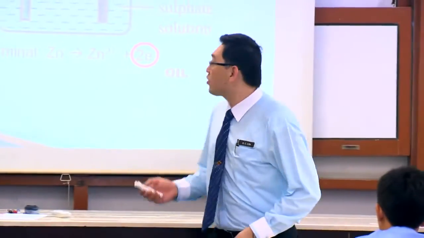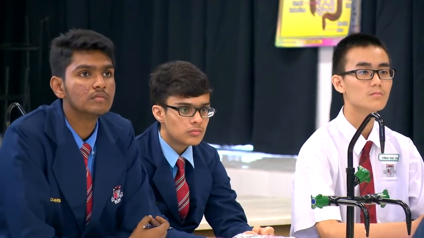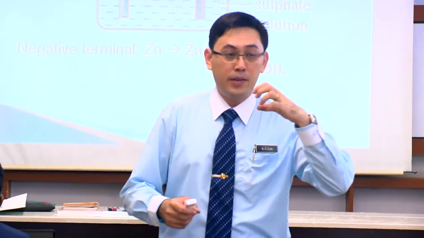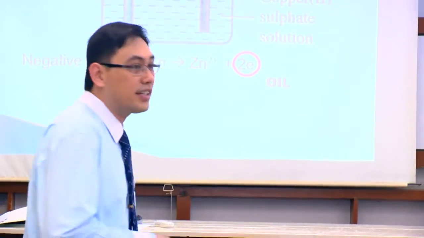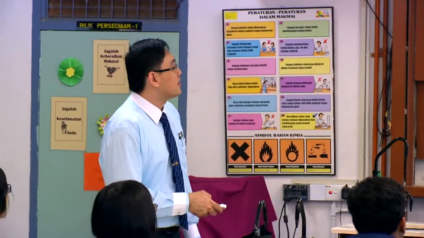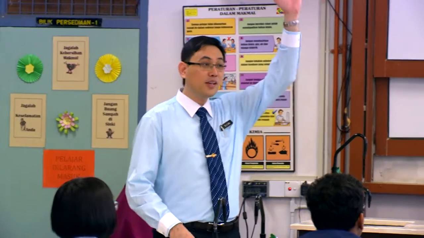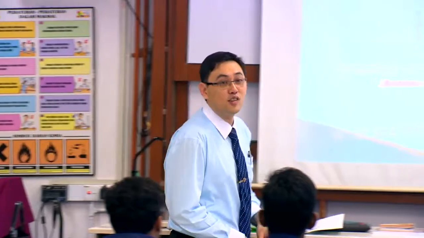So when we say oxidation is lose electron, where does it occur? The place that oxidation occurs, what do we call it? Anode. Yeah, we call it the anode. Right, next, what are the cations present in the solution? Anybody can give me the cations present in the solution? Copper 2 ion and hydrogen ion.